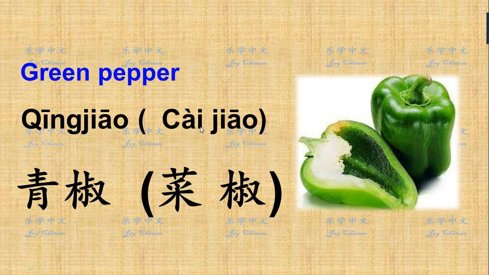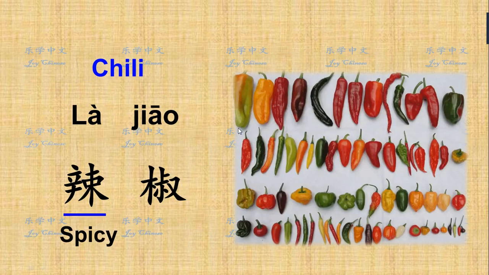It has another name. In some areas they call it 菜椒. 菜 we know means vegetable. 椒 actually means pepper, so it means the pepper used as a vegetable, which is not spicy. 菜椒.